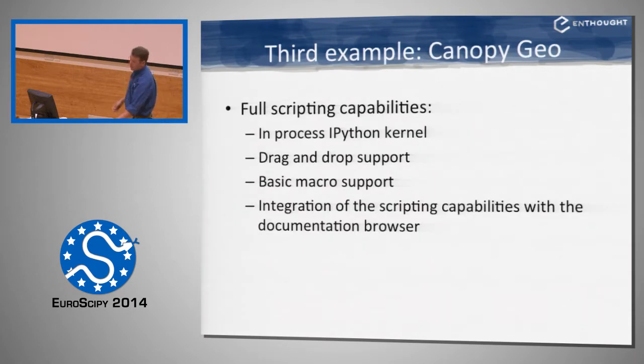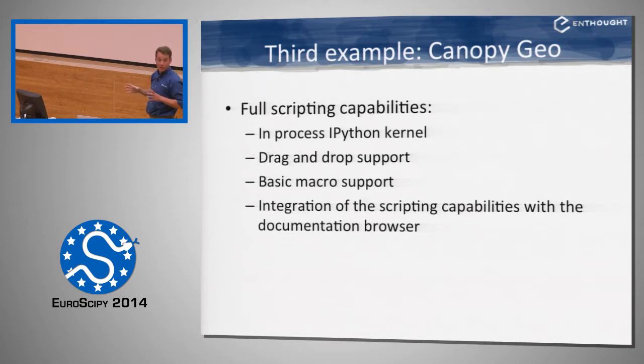And then the last example. Initially my talk was about using the open source stack for building a scientific application for a large corporation, and so I just switched into the scripting idea. Here I'm going to demo Canopy Geo, which is one product that Enthought has built. That one has all the integrated stuff around scriptability. There is an embedded IPython kernel, with the client in process. We have drag and drop support for pretty much all the objects.